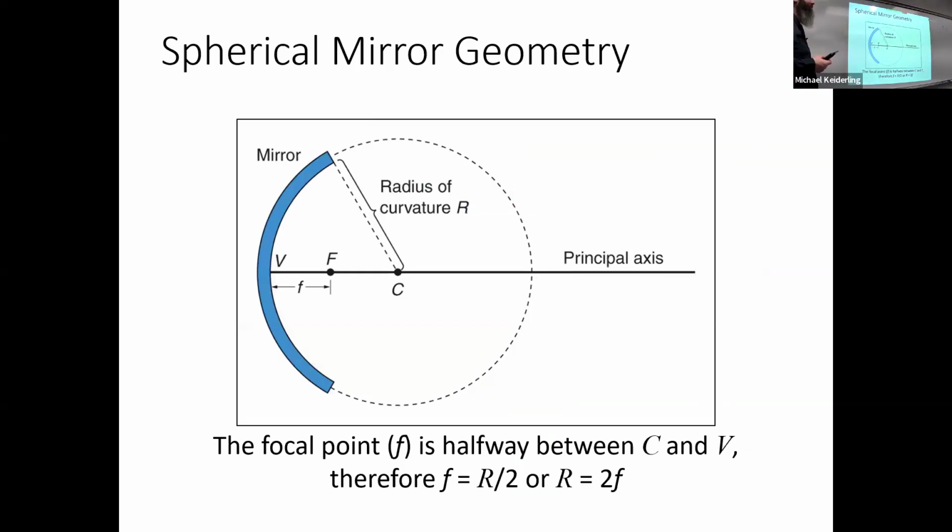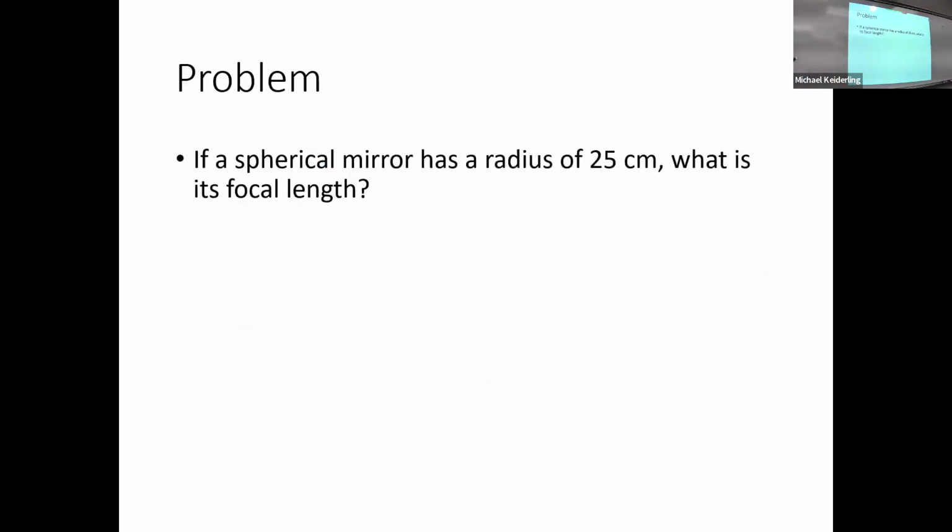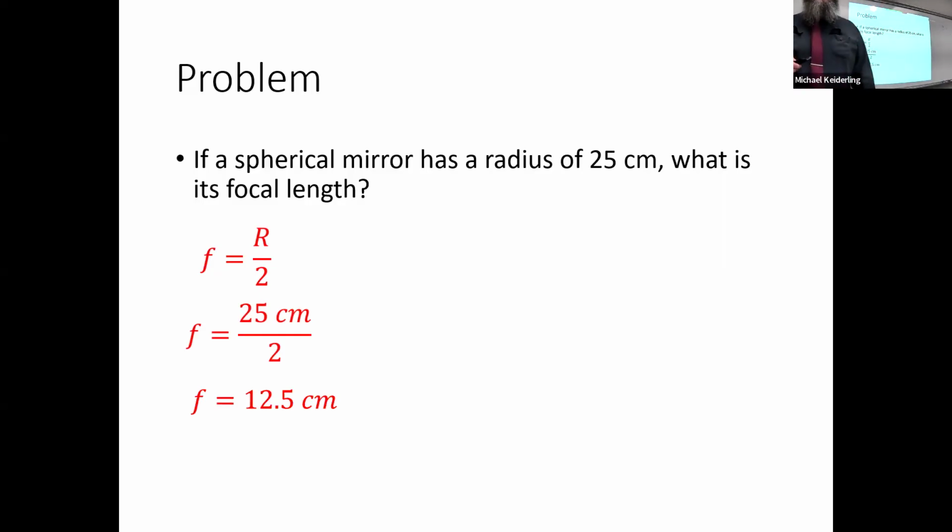Then let's talk about spherical mirrors. A spherical mirror has a focal point halfway between the center of curvature and the mirror. So it has a focal length from the mirror equal to half the radius. The focal length is the radius divided by 2. So if a spherical mirror has a radius of 25 centimeters, what's its focal length? It's just the radius divided by 2. 25 centimeters divided by 2 is 12.5 centimeters.